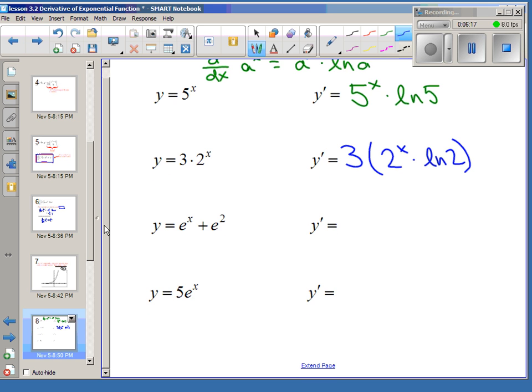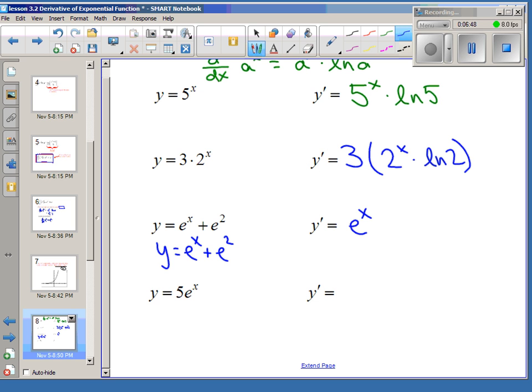So I'm going to go ahead and get to this last one, or the last two here. Our third function is y equals e to the x plus e squared. Before we evaluate the derivative, think about this. e to the x is obviously a function. e squared, so e is a number, and when we raise a number to the second power, we're still going to have a number. And so when we take the derivative of a constant value, or the derivative of e squared, we're going to end up getting 0, and the derivative of e to the x is just e to the x.